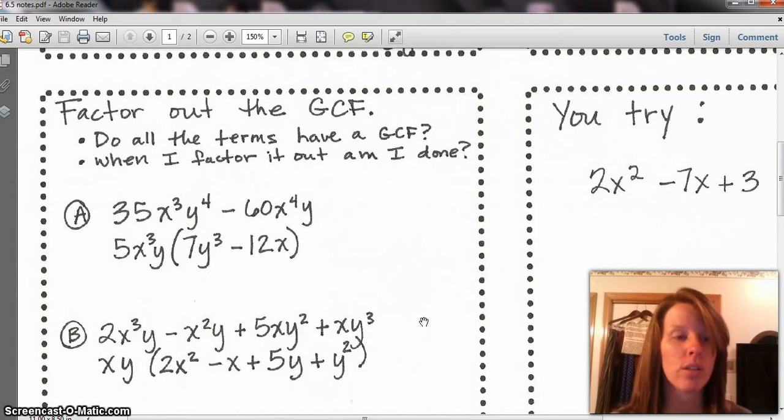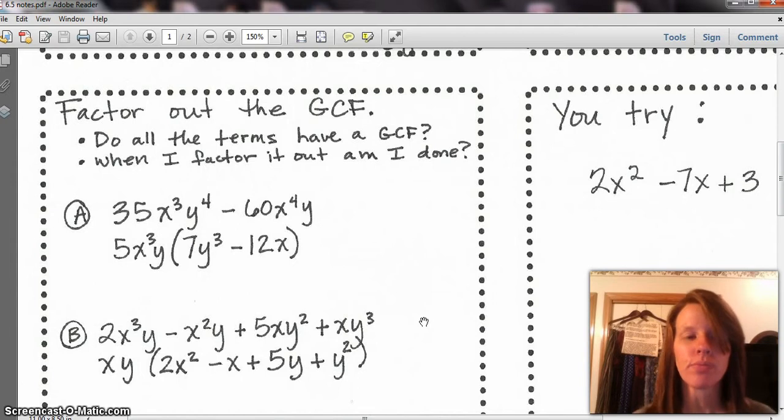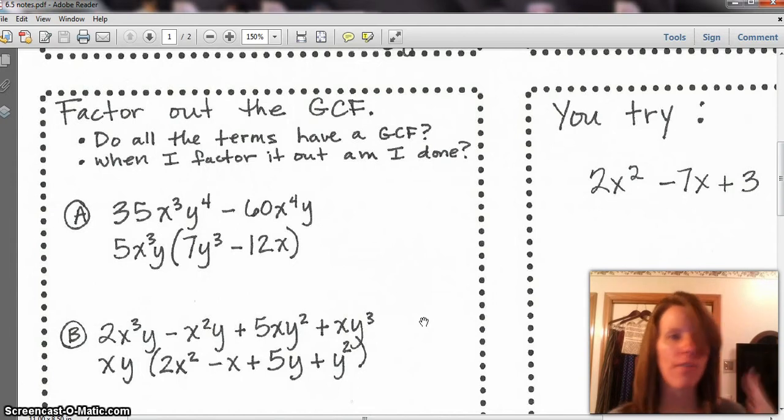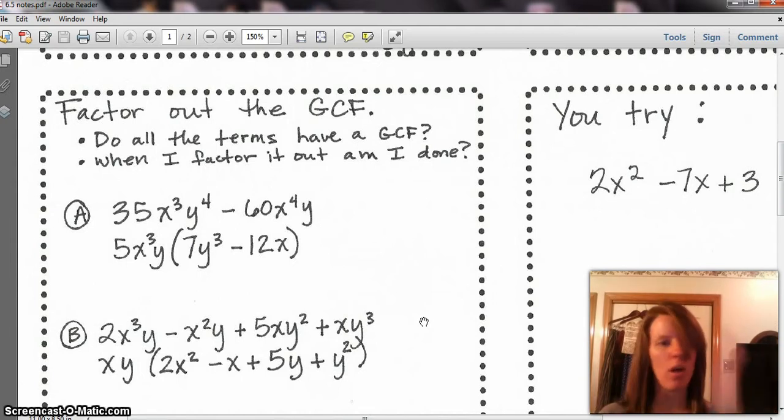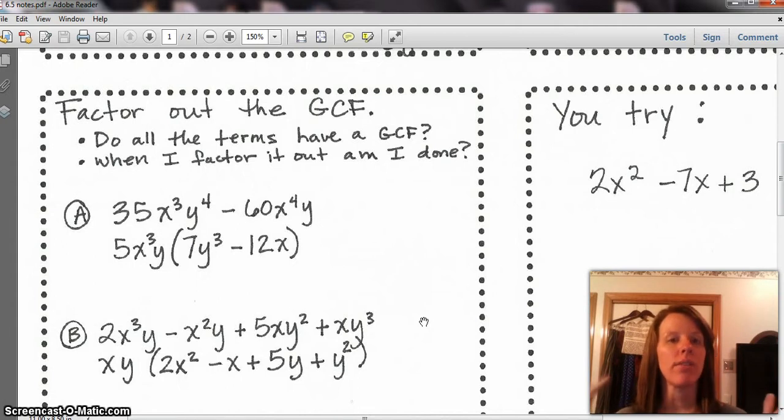But what you do is 35 is 5 times 7. 60 is 5 times 12. What do they have in common? Oh, a 5. 5 times 7, 5 times 12. That's their GCF. So 5 goes into both of them. And then we look at the variables. X to the third, we have x to the fourth. We must have an x to the third in there, so we'll take out x to the third. We have y to the fourth, all we have is y over here, so we can take out y.